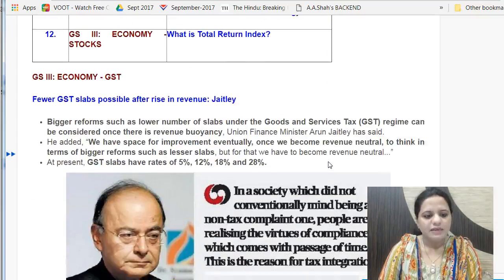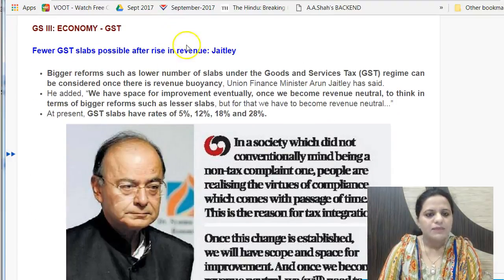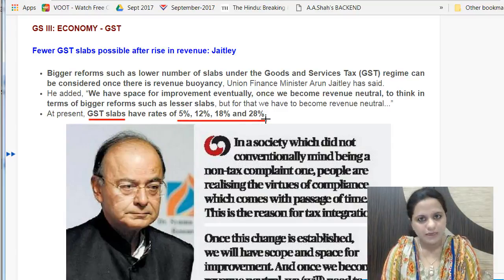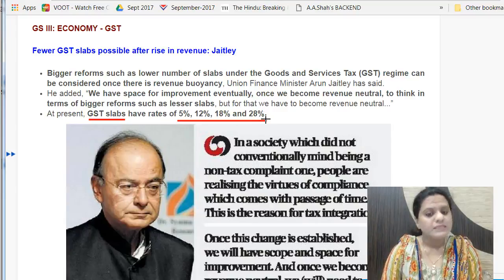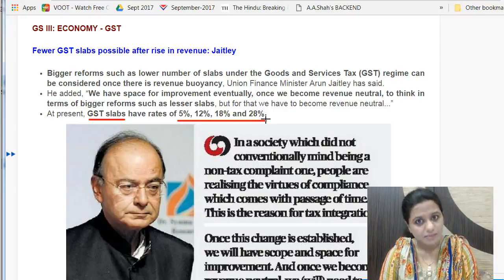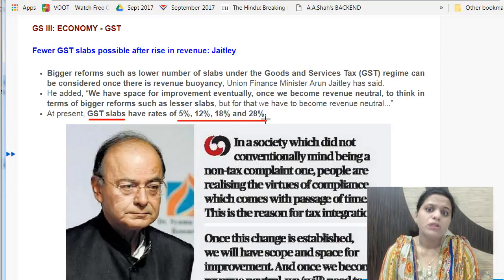The first one: fewer GST slabs possible after rise in revenue, says Jaitley. So the Finance Minister, Mr. Arun Jaitley, is saying that the number of GST slabs, meaning the number of rates at which GST is applied, could fall. The standard rates are 5%, 12%, 18% and 28%, apart from some goods which are zero rated, exempted from GST, some goods which have 28% plus a cess at variable rates applied to them, plus also gold which is at 3%. So there are different rates.